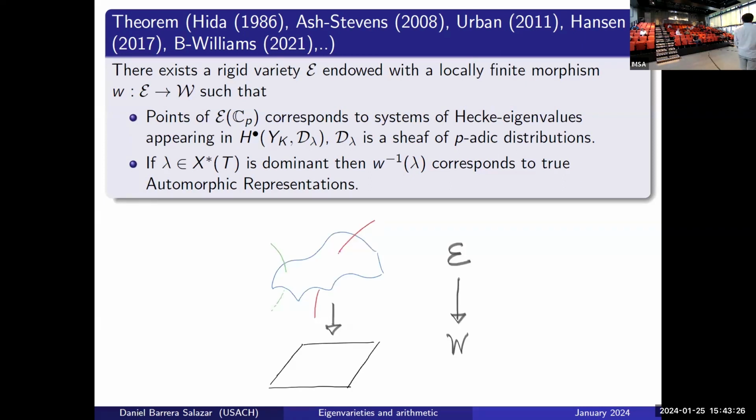So the picture is something like that. The weight space is something very nice, while the eigenvariety is mysterious. In fact, these objects are very difficult to understand. In the case of GL2, there are still some mysteries. The eigenvariety there will be of dimension 1, but we still have a lot of mysterious questions about it.